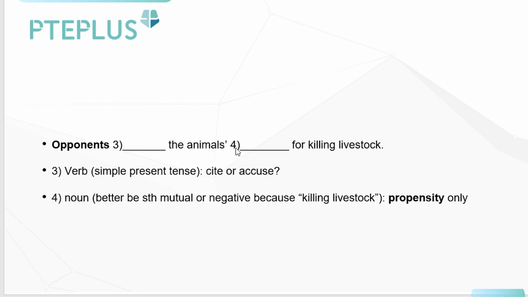Okay, we can leave it for the moment being. You can fill out the bottom half and see if it's easier. Opponents, something the animals, for killing livestock. So here it has to be a noun. It better be something neutral or negative, because killing livestock is considered bad. So the only real option we have here is propensity. So opponents, something the animals, propensity for killing livestock.